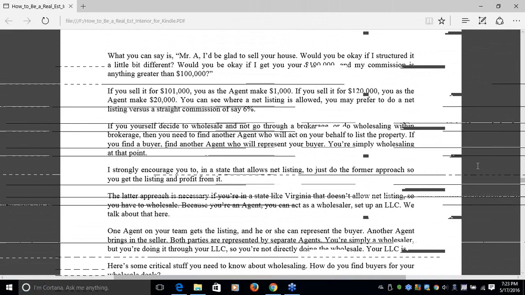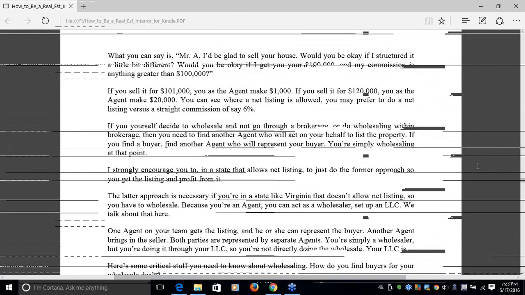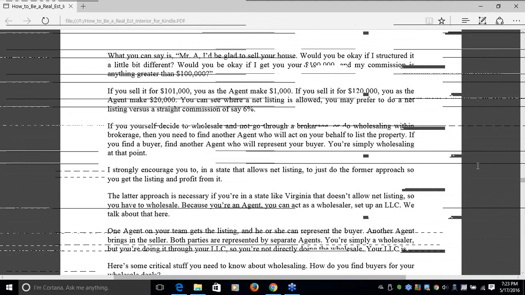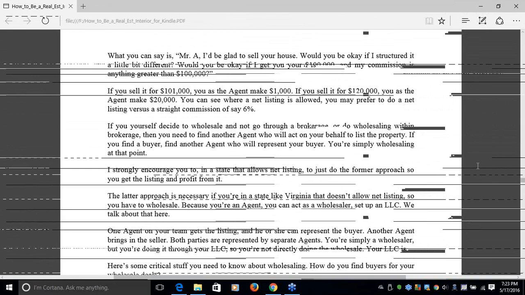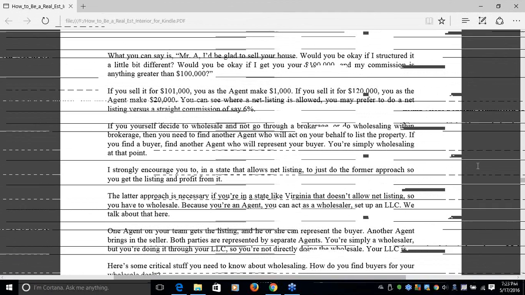You can actually earn 4 or 5 commissions sometimes on an individual wholesale transaction. All right, so get your paper ready and your pen or pencil ready, okay? All right, first thing is this.